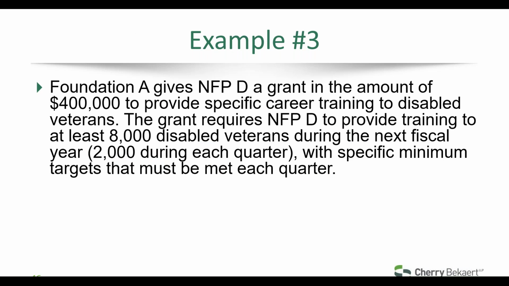Example number 3. What we're going to try to determine here is whether or not this contribution, because remember, we're following this path, we've already determined it's a contribution and not an exchange transaction. So Foundation A gives not-for-profit D a grant in the amount of $400,000 to provide specific career training to disabled vets. The grant requires not-for-profit D to provide training to at least 8,000 disabled vets during the next fiscal year, about 2,000 each quarter, with specific minimum targets that must be met each quarter.